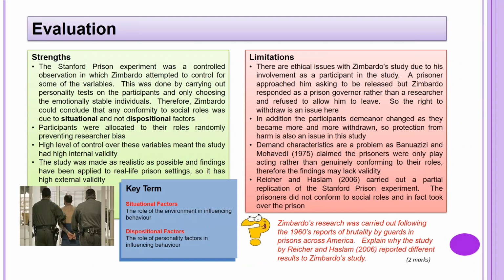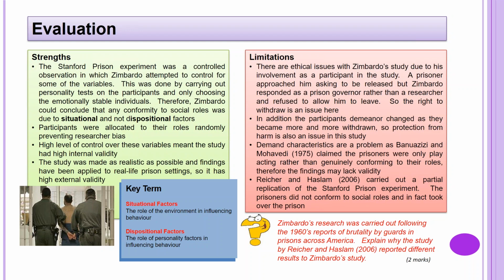We'll now look at the evaluation. In order to actually write an essay on Zimbardo, to get AO3 6 marks, you'd need to be able to evaluate. So the strengths of Zimbardo's research. The Stanford prison experiment was a controlled observation in which Zimbardo attempted to control for some of the variables. This was done by carrying out personality tests on the participants and only choosing the emotionally stable individuals. Therefore, Zimbardo could conclude that any conformity to social roles was due to situational and not dispositional factors.